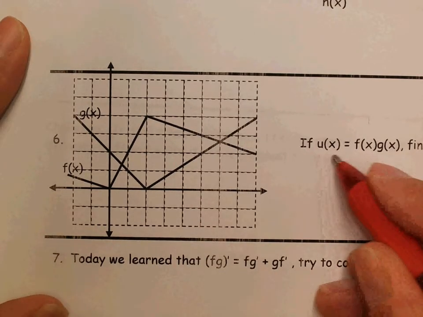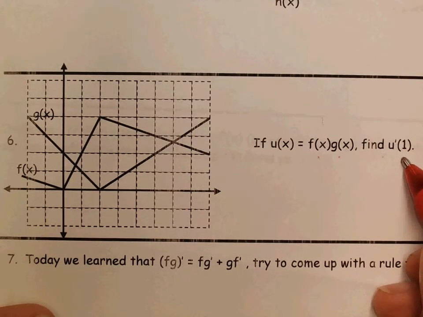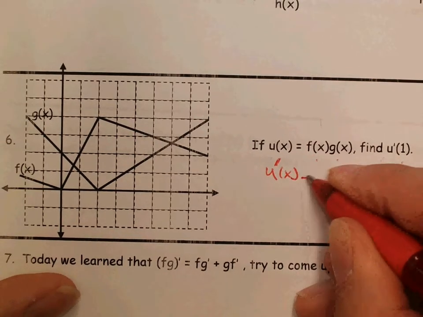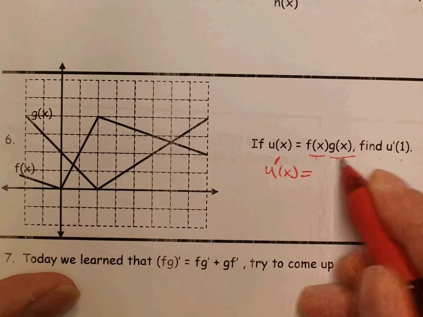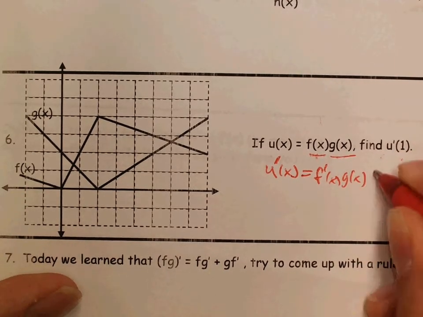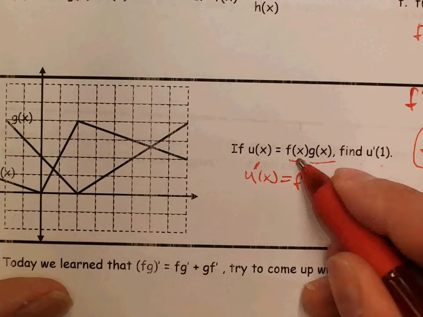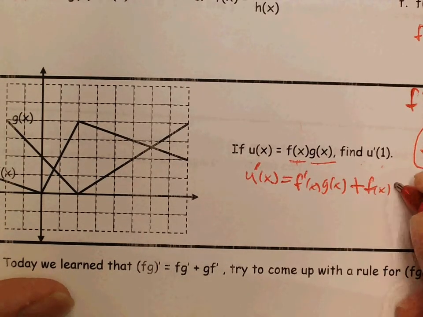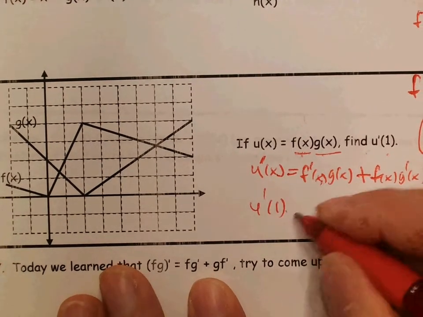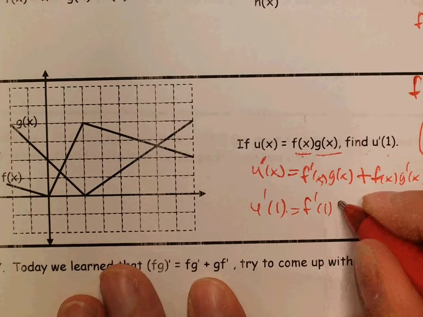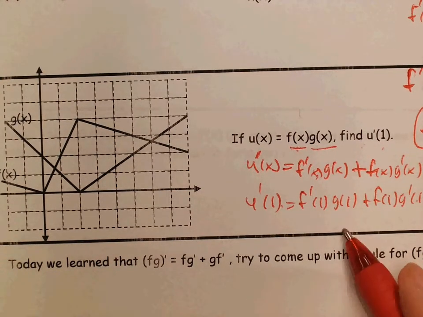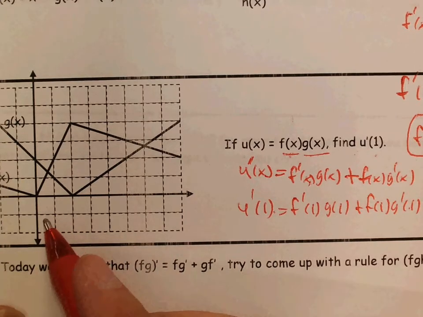Here, it says u of x equals f of x g of x. Find u prime of 1. Well, alright, just use the product rule. The derivative of u of x is u prime of x. And the way we do that is we have a product. So we're going to do the derivative of the first one times the second, plus, leave the first one alone, times the derivative of the second. And since we're doing u prime of 1, we're just going to plug in 1 to all of these. We need to do f prime of 1, g of 1, plus f of 1, g prime of 1. Alright, well, how do we do this? Well, we've got this graph here.